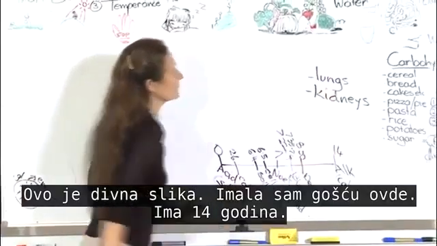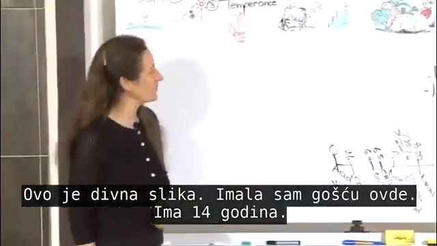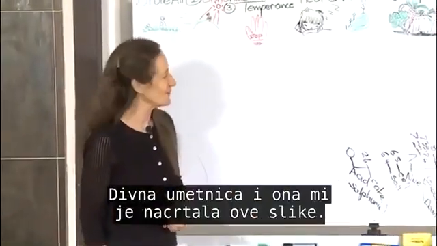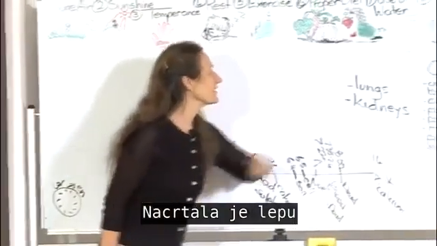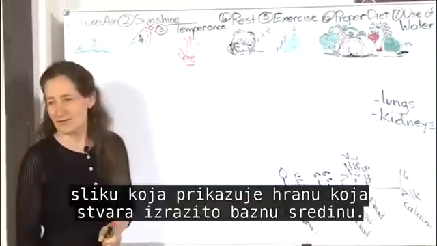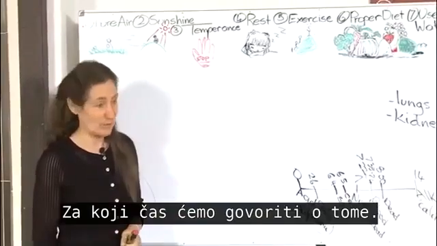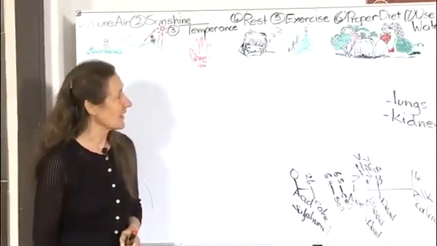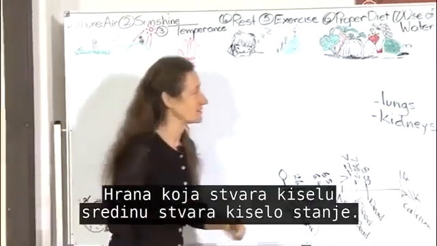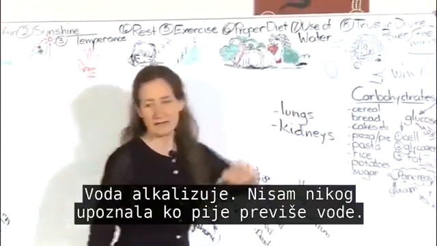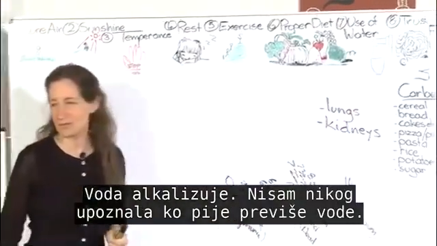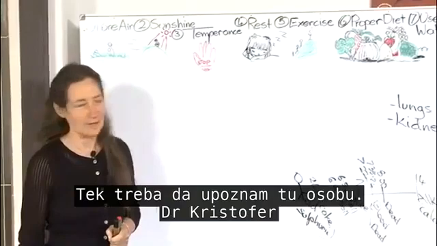This is a lovely illustration. I had a guest here. She was 14, a beautiful artist, and she drew my pictures. She drew a nice illustration of your very alkaline forming foods, and we're going to have a look at that in a minute. Acid forming foods create an acid condition. Water alkalizes. I haven't met anyone that drinks too much water. Yet to meet that person.